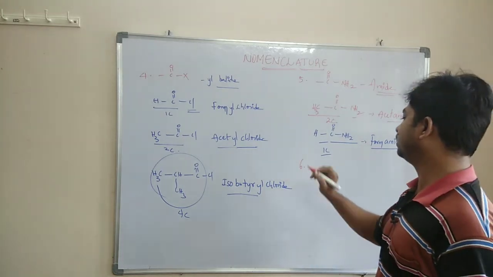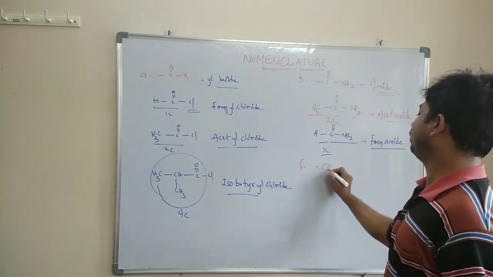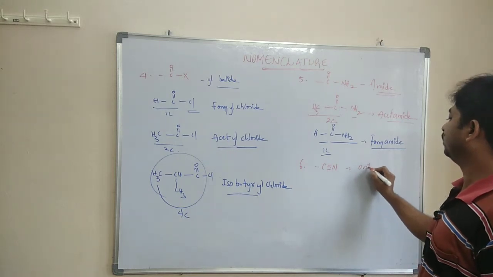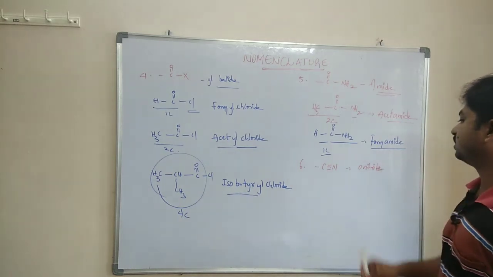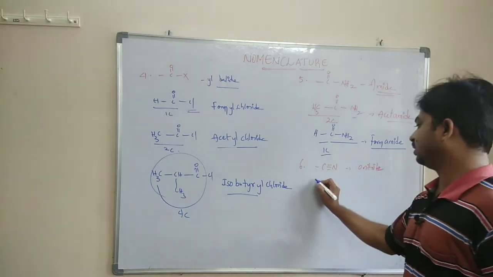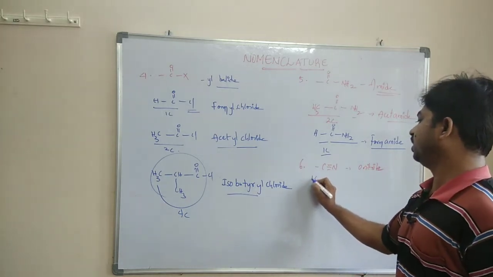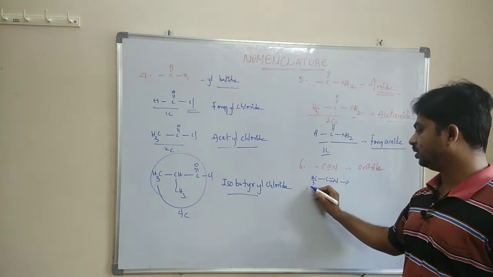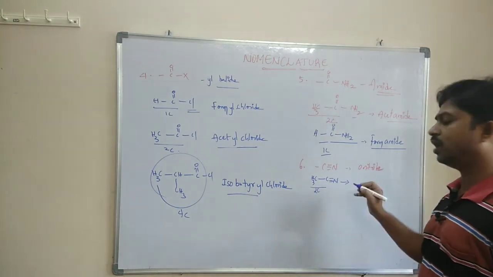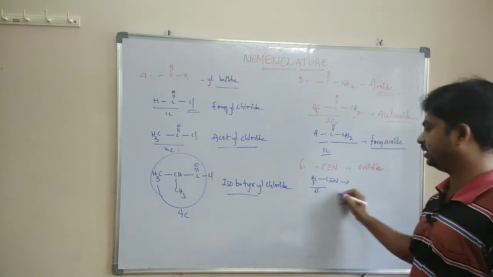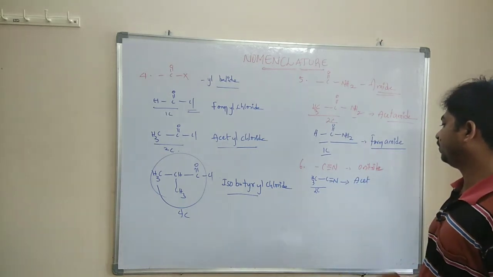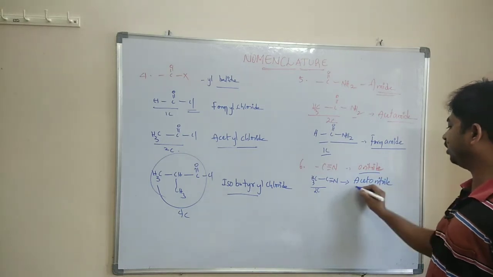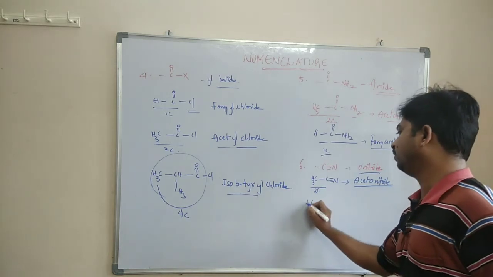Next functional group is C triple bond N. So the suffix is onitrile. Onitrile is the suffix for this functional group. Examples: CH3 C triple bond N. So what is the name of this one? It has two carbons. If two carbons are there, the root word is acetic acid. Then the suffix is onitrile. The name becomes acetonitrile.